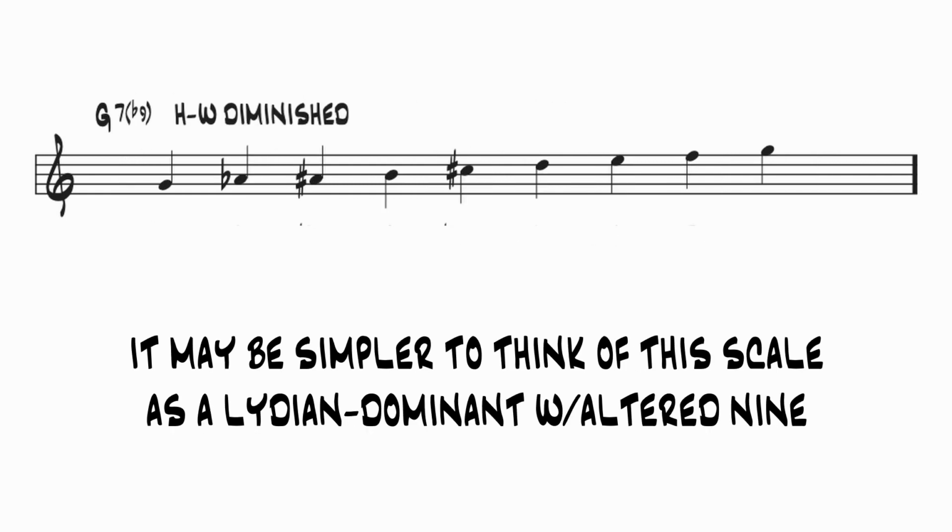Diminished scales can look complicated when they're notated, often with both sharps and flats, but if you think of the half-whole diminished as a Lydian dominant with an altered 9, I think it makes more sense.